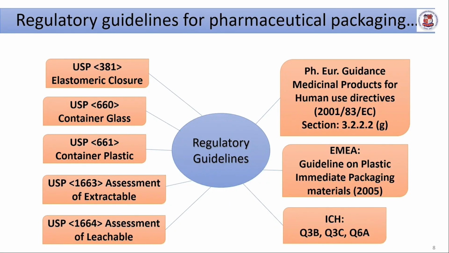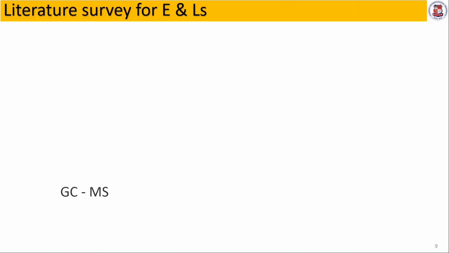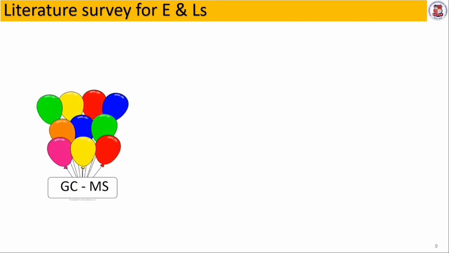So what are the regulatory guidelines for pharmaceutical packaging? Several guidelines have been made by the US Pharmacopoeia, European Pharmacopoeia, and ICH. They all provide guidelines on how to use packaging, and if you use plastic packaging, what risk assessment you have to do in terms of the extractable and leachable study. So these are the regulatory guidelines which control plastics in products.